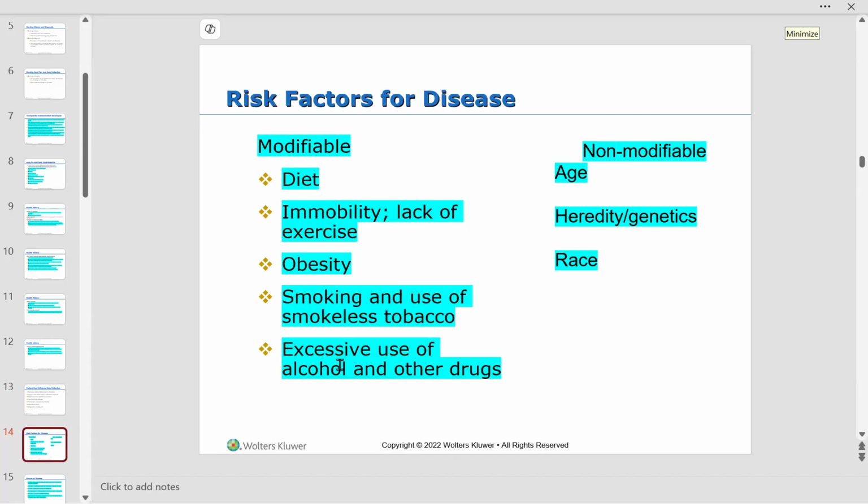The modifiable risk factors, which we've gone over ad nauseum, and the non-modifiable. You can't change your age, can't change your genetics, and you can't change your race. You can change your diet, your exercise, your weight, smoking, excessive use of alcohol, smoking a crack pipe, all those things. You want to kind of stay away from those.